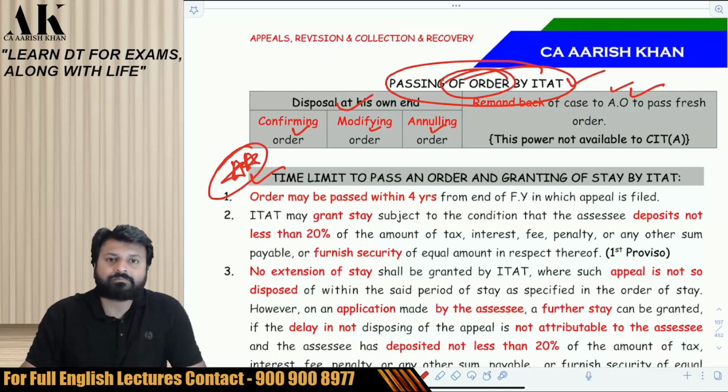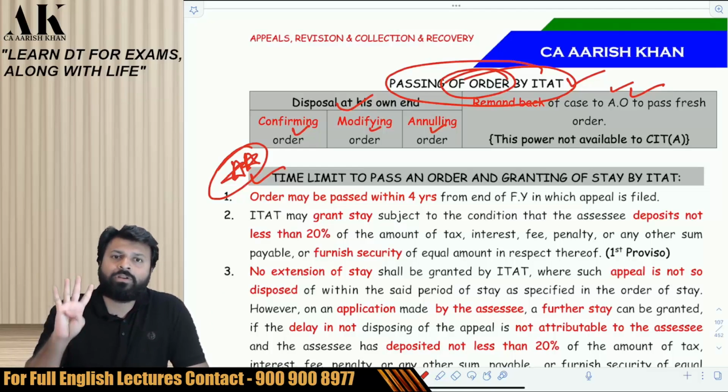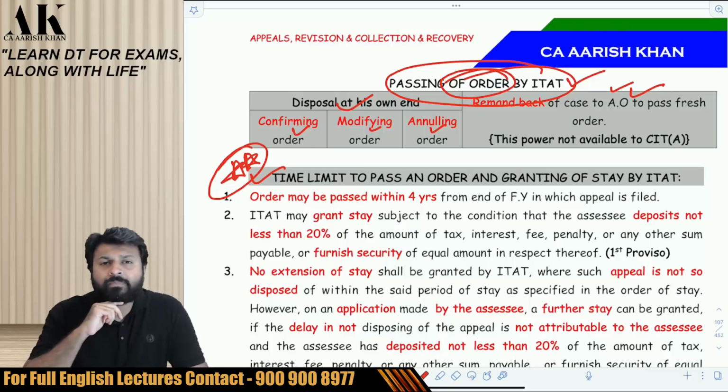Okay. Anyways, what is the time limit to pass an order? The time limit to pass an order by ITAT is 4 years from the end of the financial year in which the appeal is filed. Suppose I file an appeal today, then from the end of this financial year, the tribunal will pass an order maximum within 4 years.